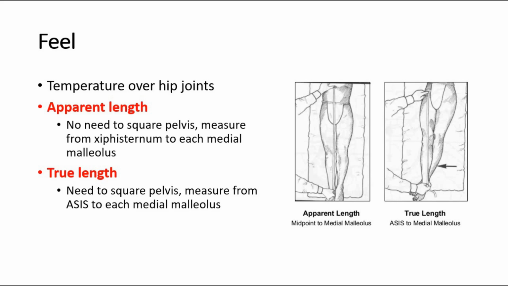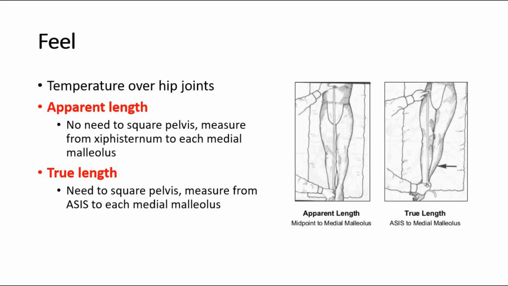For true length, we have to square the pelvis before measuring, and the distance to measure is from the anterior superior iliac spine, ASIS, to both the medial malleolus of the lower limbs as well. So the difference is, for true length, we need to square the pelvis, and the distance to measure is also different.